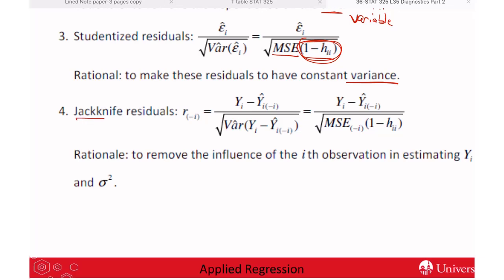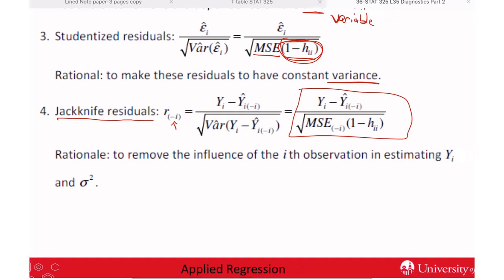Now this is called a jackknife residual, and so what we do is, this is called R for that, we take out the ith observation and we calculate this quantity here without that ith observation. And so this removes the influence of that ith observation when we're estimating yi and sigma squared.